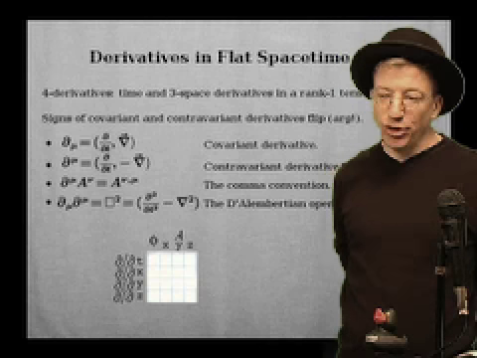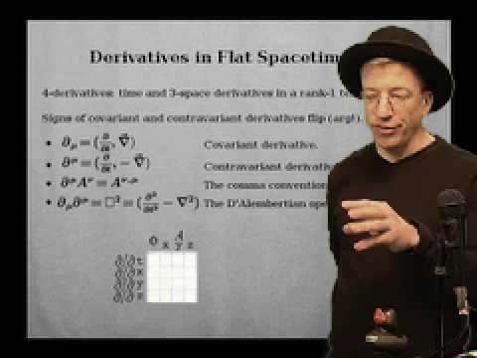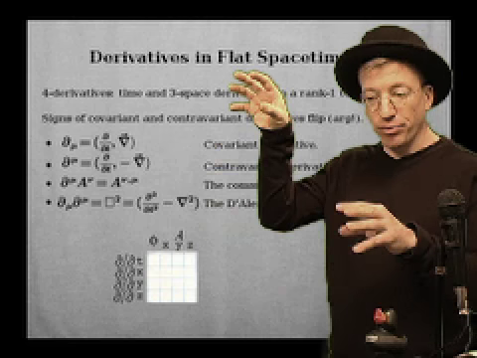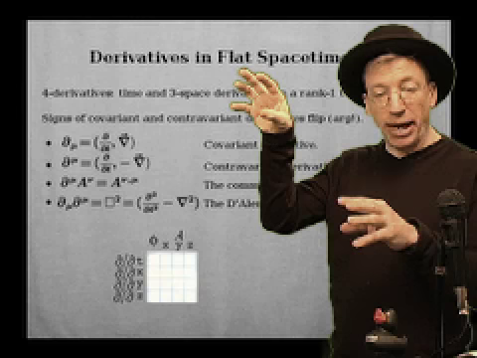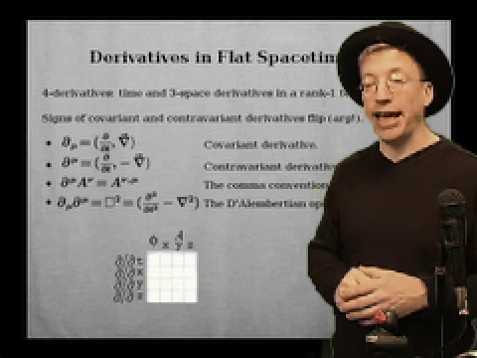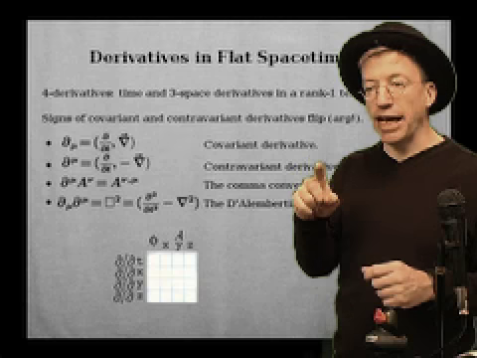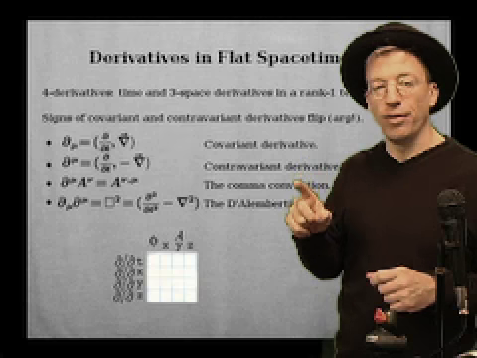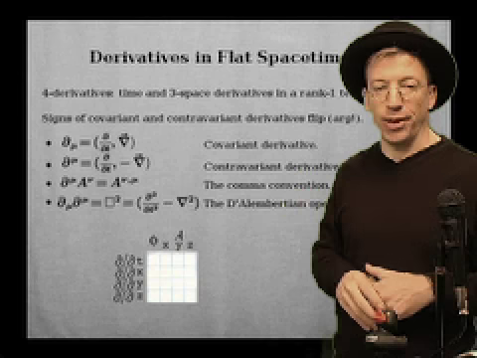So what happens if you take a covariant derivative and a contravariant derivative? Well, by Einstein's summation convention, boom, you're going to get a scalar. And that scalar will be the second order time derivative minus the Laplace operator.